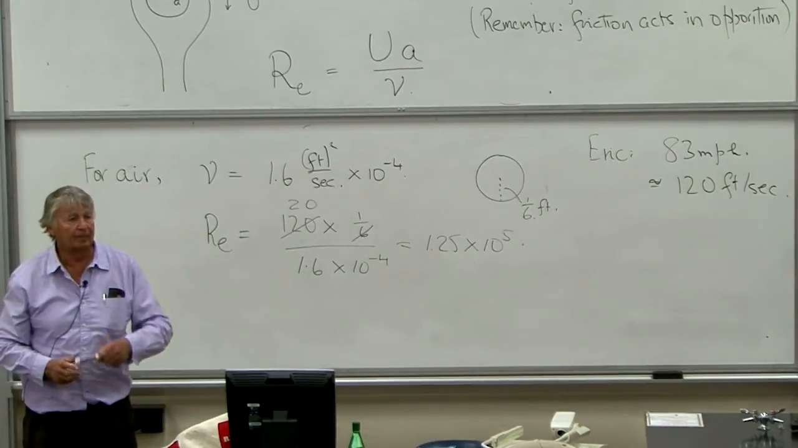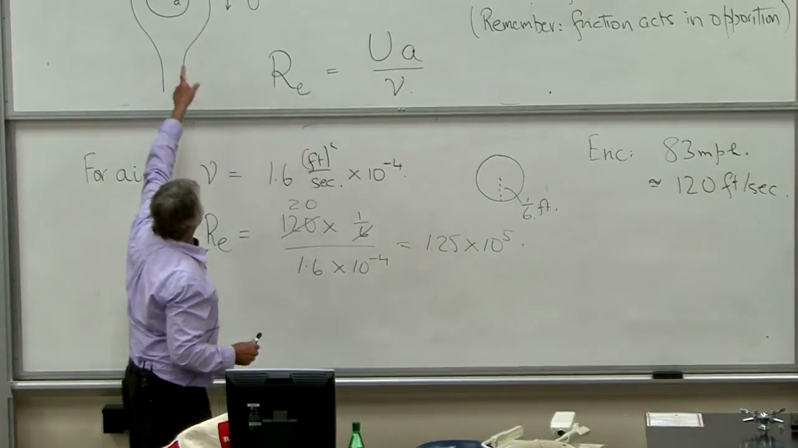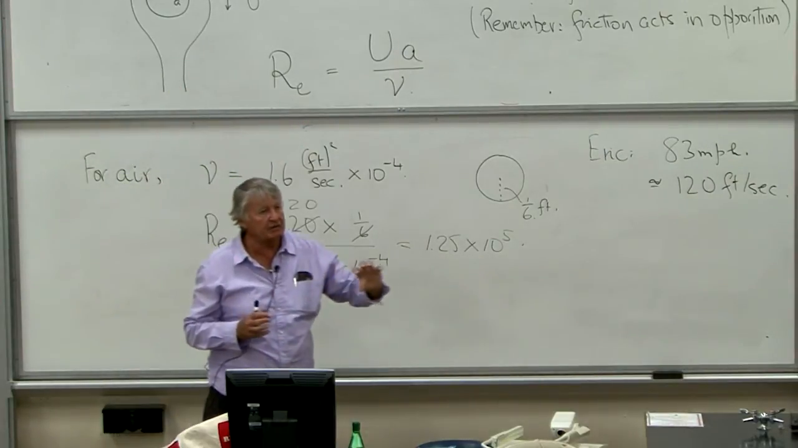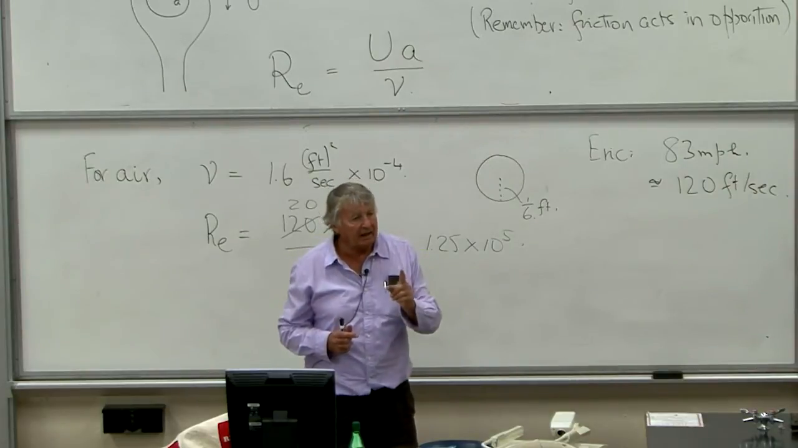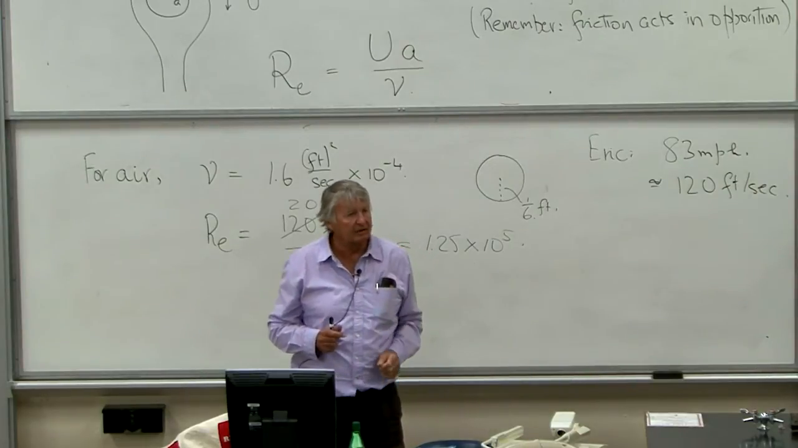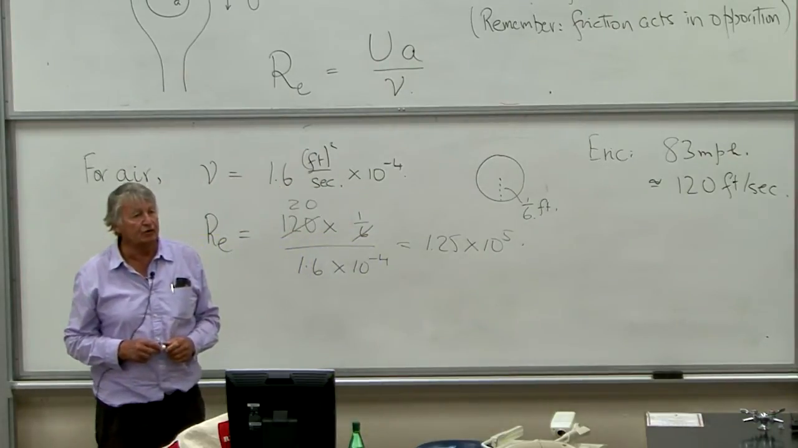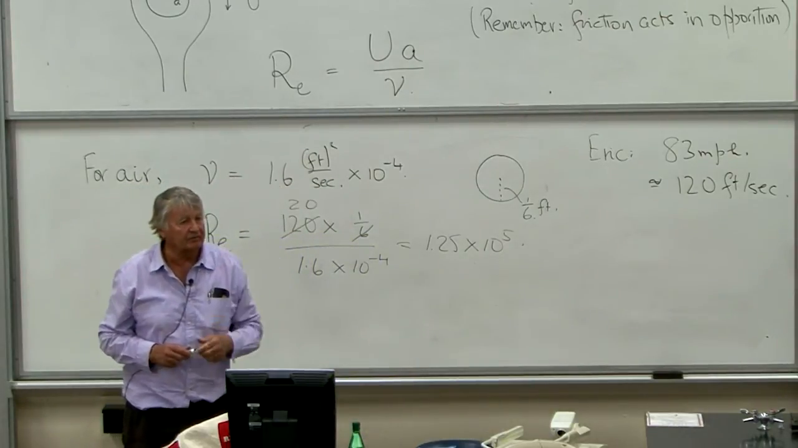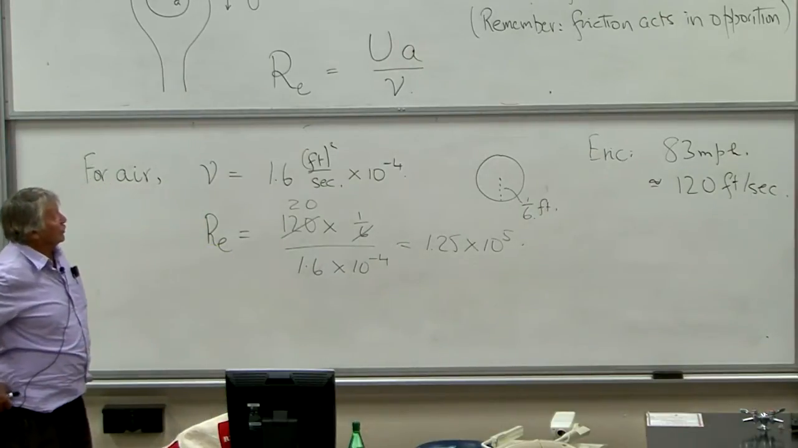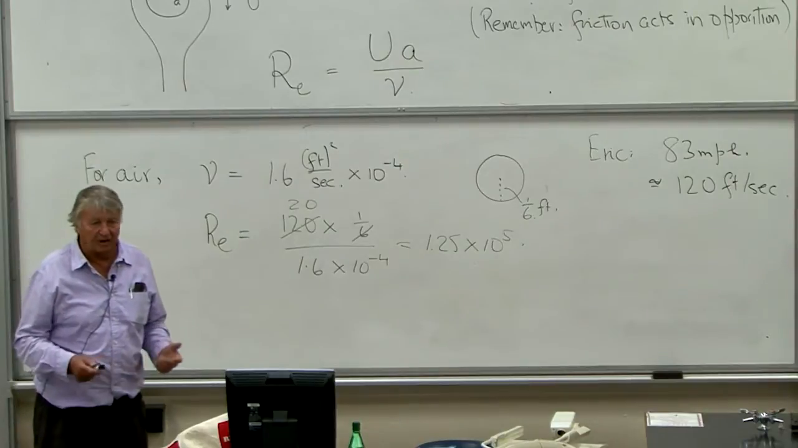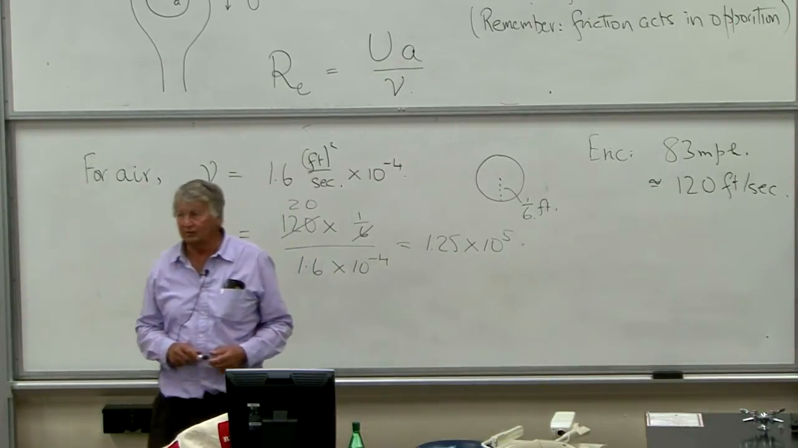Question. Okay, U is the speed at which the sphere is going through the air. Speed relative to the air. A is the radius of the baseball, the sphere. And nu is the kinematic viscosity. Question. So you just have to use radius for a problem like this, and not to use surface area? You could use the diameter as well. It's up to you what convention you decide to use.